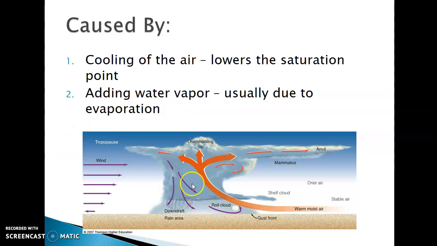This happens pretty frequently with storm systems. There's often an updraft of warmer, moister air, as shown in this diagram. It hits the colder part of the atmosphere, and then there's rainfall behind it. You can also have precipitation due to increasing the amount of water vapor in the air, usually due to evaporation.